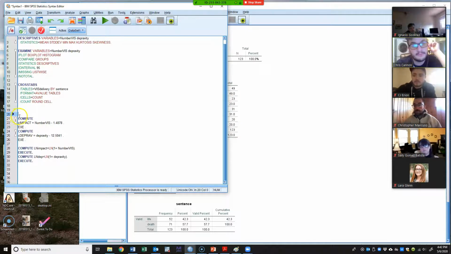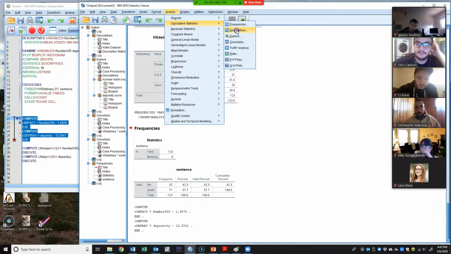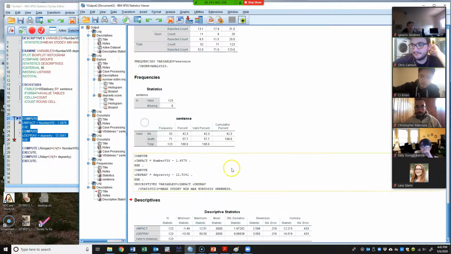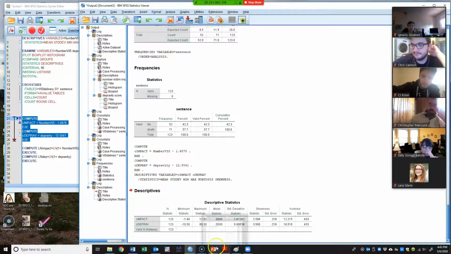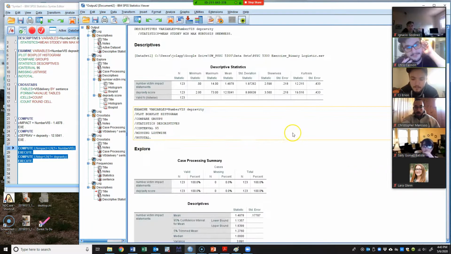So what I'm going to do is compute, and this is just centering the impact and depravity scores, right? So I'm going to center those. And then if I look at my descriptives for my centered variables, they're nice and centered, right? Because both of these raw variables, if we go all the way back up here, I guess the depravity isn't 0, but it doesn't matter.